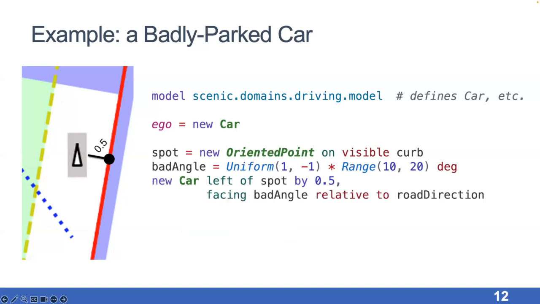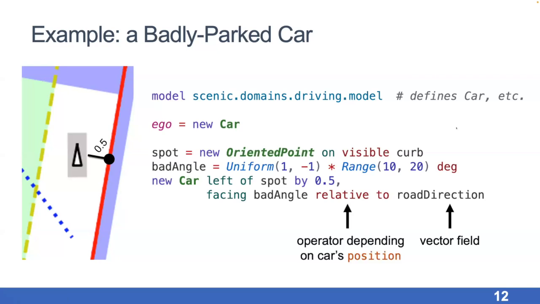Okay, so this specifies the position of the car, but we haven't said anything about its orientation. So that's what I'll do next. I'm using another specifier here, the facing specifier, to say this car is facing this funny angle. Again, we don't want that to be in the global coordinate system where 0 is due north. We want it to be relative to the road direction. And here, road direction is another primitive SCENIC object called a vector field, which is defined in this driving model, which basically says at every point on the road, what is the nominal traffic direction at that point? And so this relative to operator is interpreting this angle relative to this vector field.